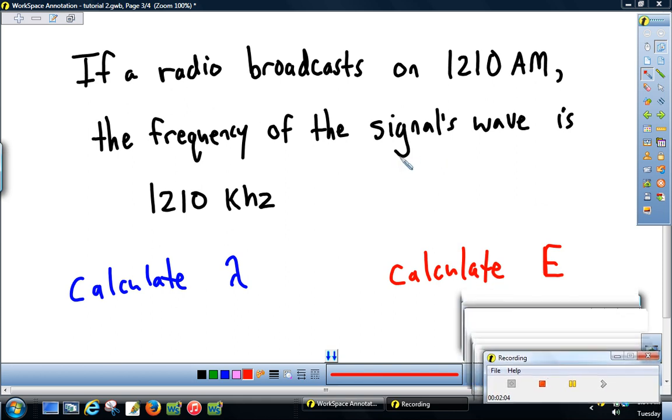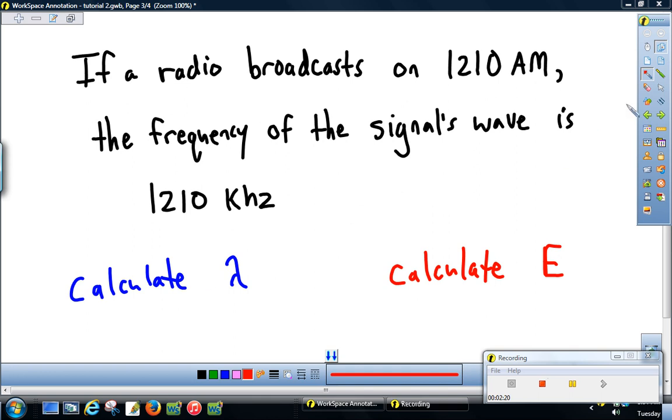FM radio stations are in megahertz, AM radio stations are in kilohertz. If you're listening to the AM radio at 1210, that signal, that wave, is traveling at a frequency of 1210 kilohertz. From this we can figure out the wavelength, the distance between the two radio waves, the crests, and also the energy that that radio wave is carrying.